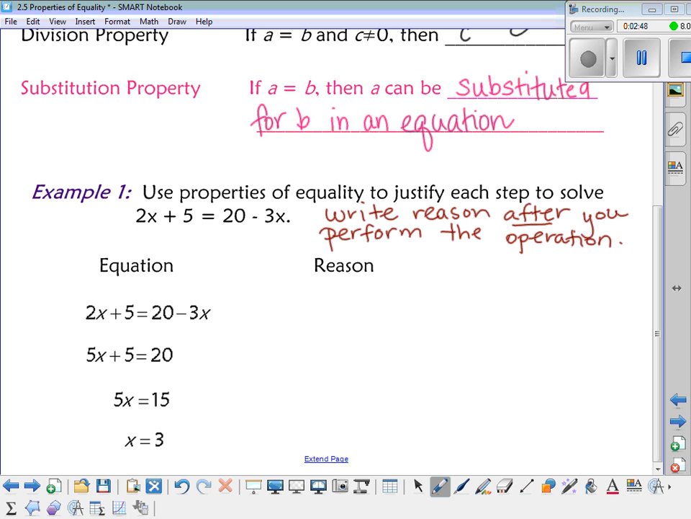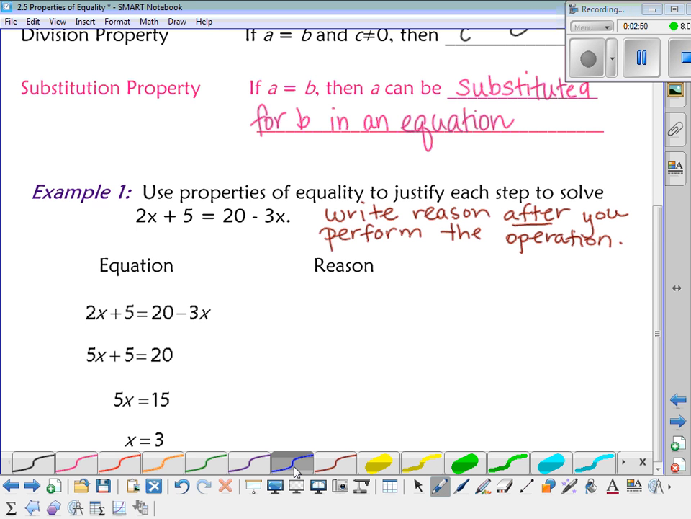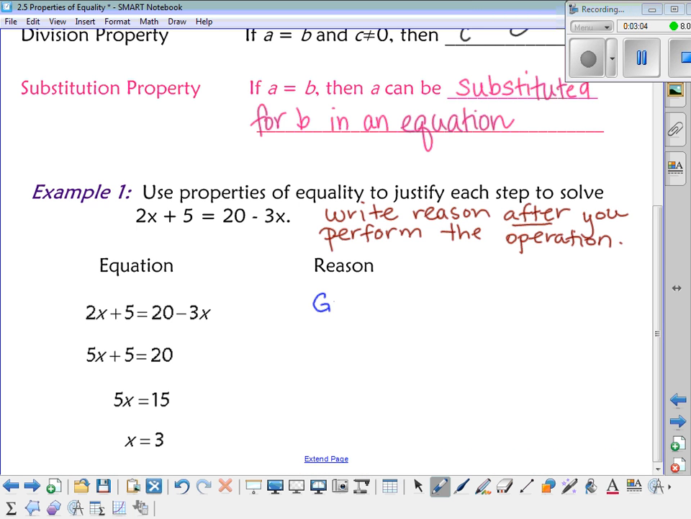Okay, so if we look on the left side, we've got all the steps to solve the equation, and on the right, we're going to write our reasons. So the first step, we've got 2x plus 5 equals 20 minus 3x. Well, nothing's been done to it yet. That's just what we were given. And so given would be your reason.